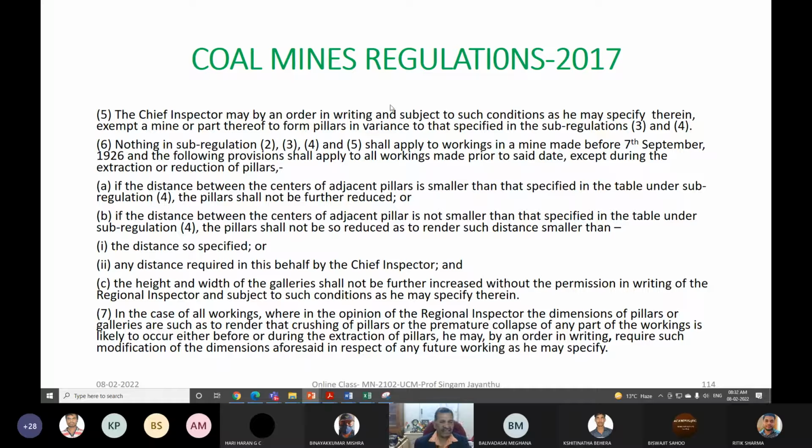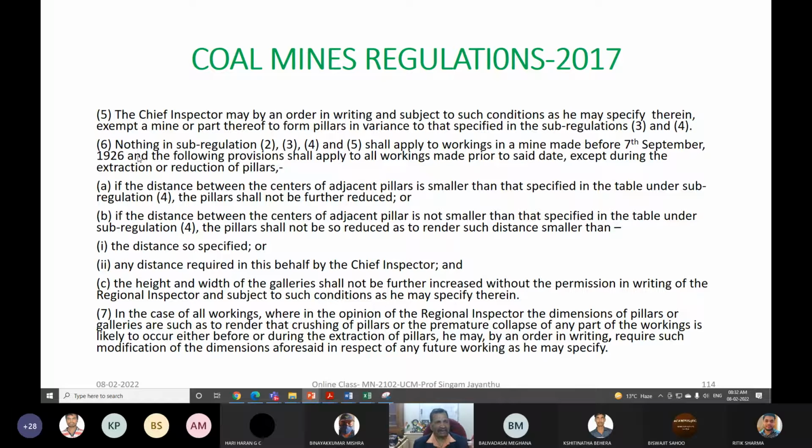Now, in that itself, you should know the clause number 5, where the chief inspector may, by an order in writing and subject to such conditions as he may specify therein, exempt a mine or part thereof to form pillars in variance to that specified in the sub-regulations 3 and 4. As already I told you, if there are any specific requirements, a very simple example, you may note down, where pillar size should be, suppose, 40 meters. Now, there is a shaft, and we have to connect from one side of the shaft to the other side. So you should form some type of gallery or an opening, connecting, and that should be made only through the pillar. So in that place, you are reducing the pillar size. So for that, you will be taking a special permission. That is the meaning.